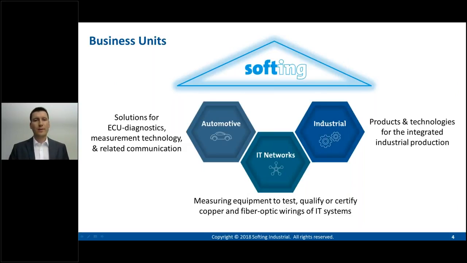Softing has several business units. One business unit is automotive. Automotive has products for onboard diagnosis for cars and several more topics, which are all for the automotive sector. Then we have IT networks, which have products for measuring equipment for IT systems. And then there's Softing Industrial and their Softing Industrial Data Intelligence. We have products for industrial production and for industrial integration, and especially here for OPC UA.